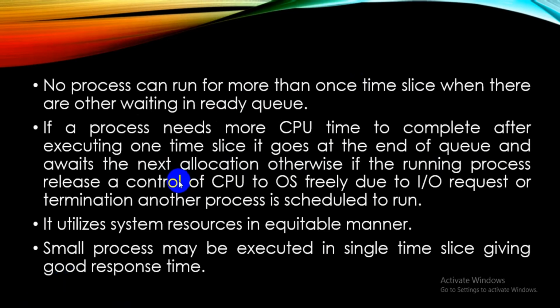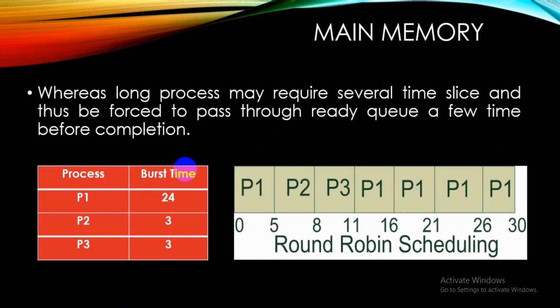So it utilizes system resources in an equitable manner. A small process may be executed in a single time slice, giving good response time, whereas a long process may require several time slices and is thus forced to pass through the ready queue for a time slice before completion.